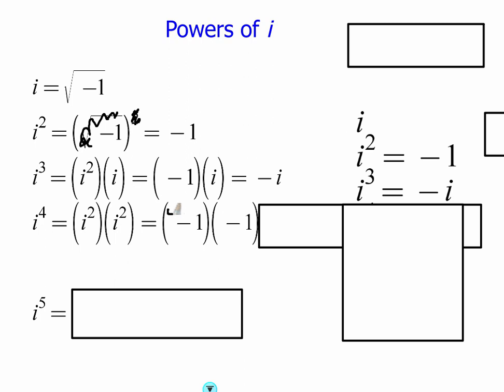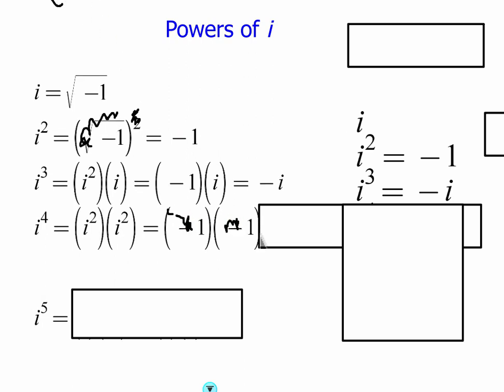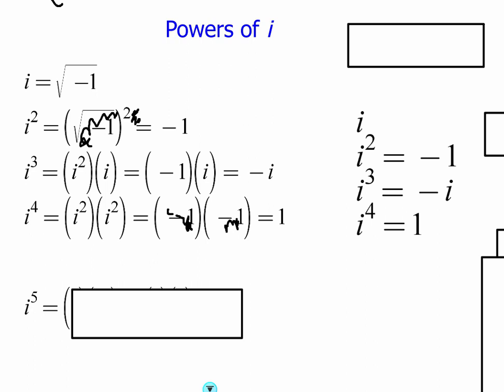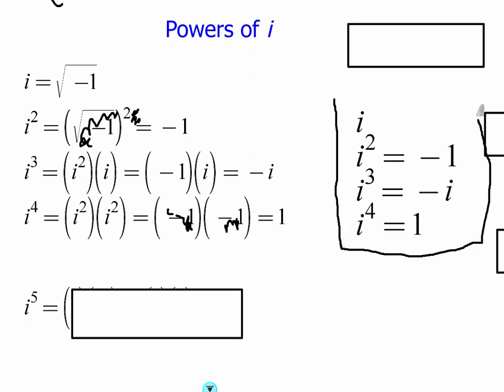Our negatives cancel each other out, and I've just got 1 times 1, which equals 1. So i to the 4th power is just equal to 1. And these 4 powers of i, so i squared, i cubed, and i to the 4th, are the most important powers, because you're going to see that we can turn any other power of i into one of these.